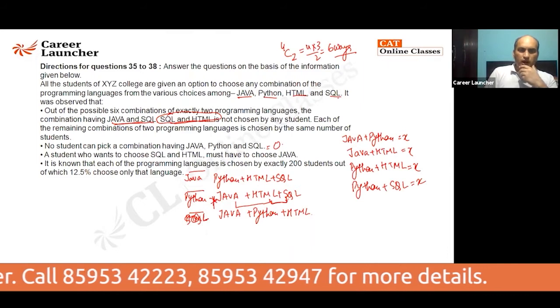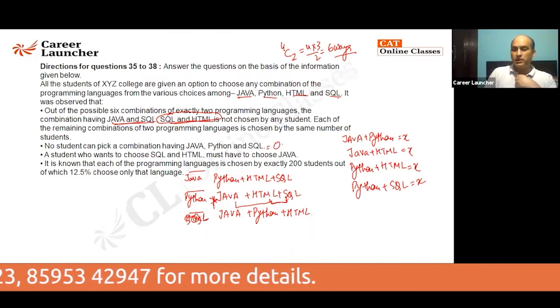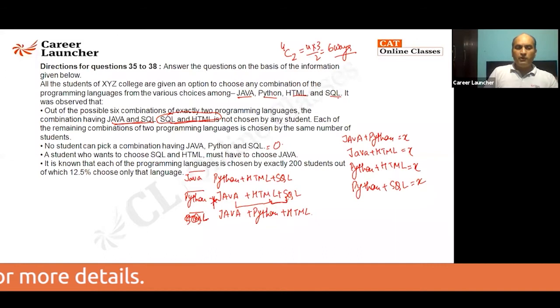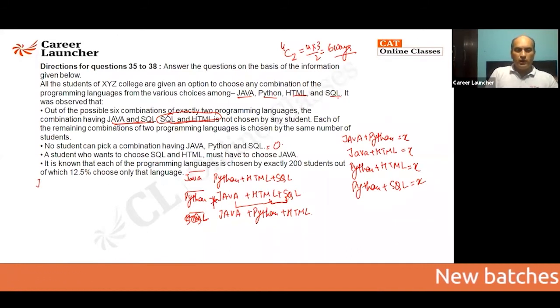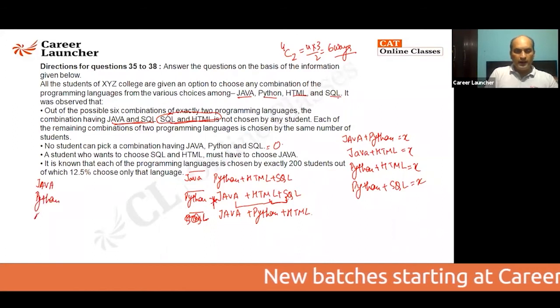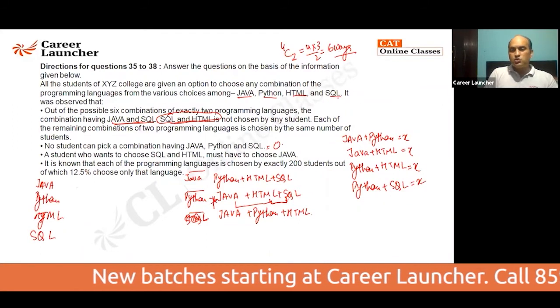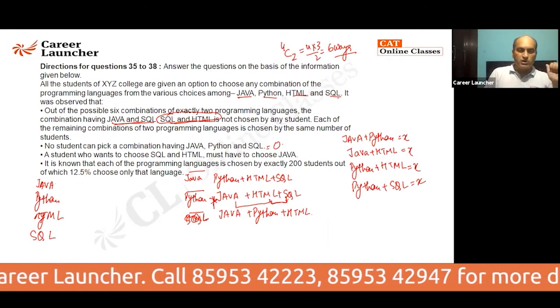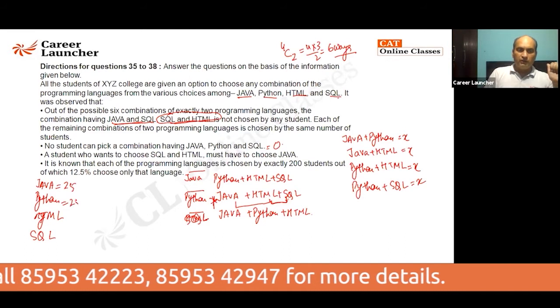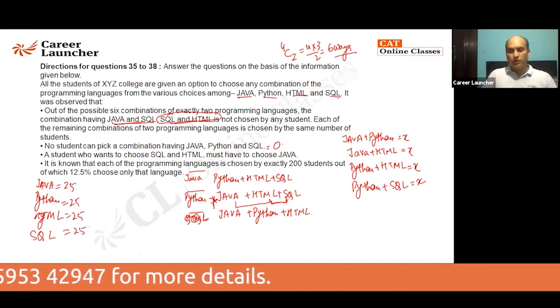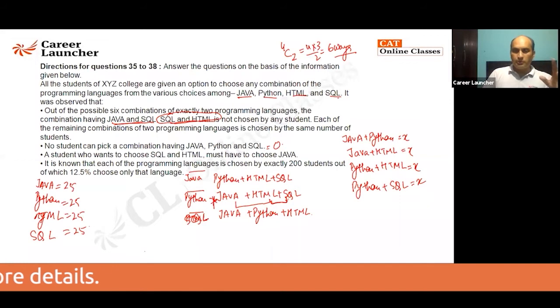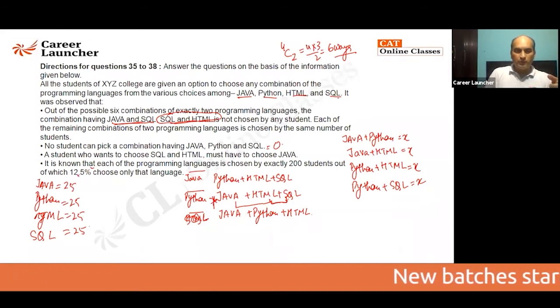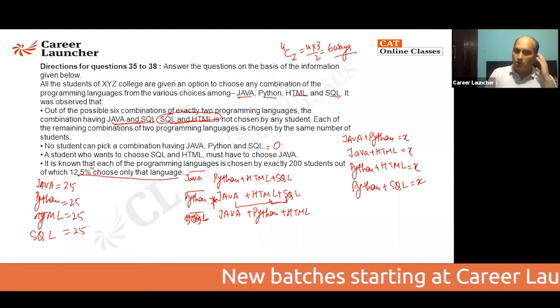So it is known that each of the programming languages is chosen by exactly 200 students, out of which 12.5% choose only that language. So I'll say the people who are choosing only Java, only Python, only HTML and only SQL is 12.5%. I'm sure everyone knows 12.5% is 1/8 of 200, which comes out to be 25, 25, 25, 25. Each language is chosen by 200 students, but the people who are choosing only that one language are 12.5%, which comes out to be 25, 25, 25.